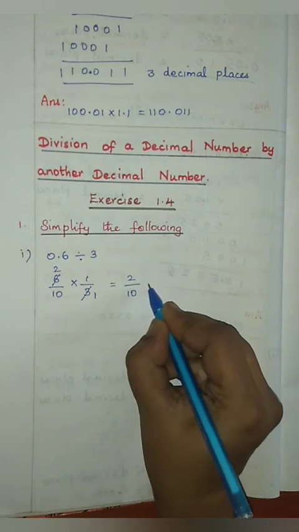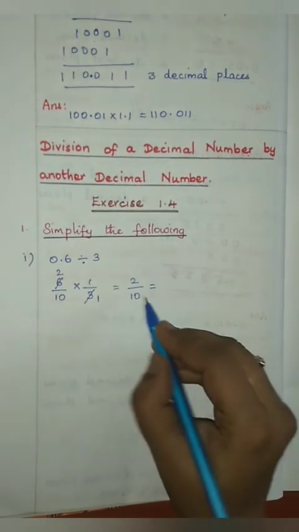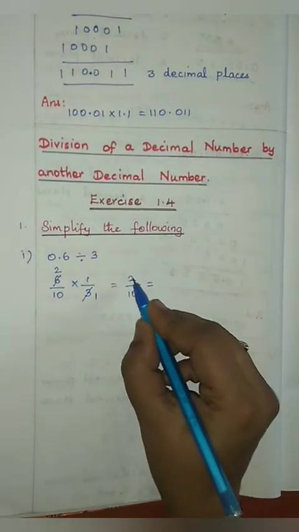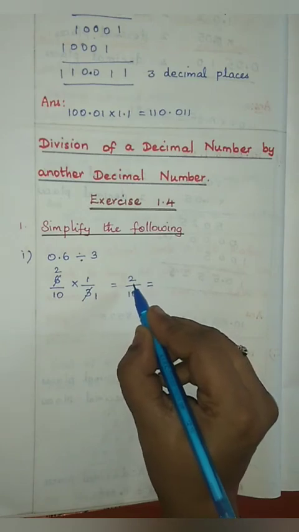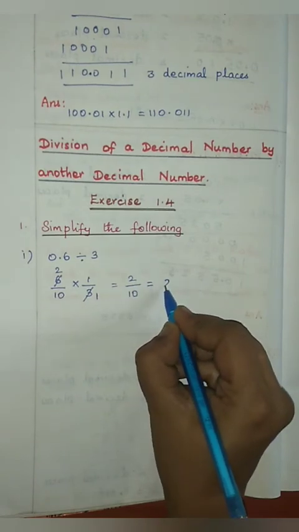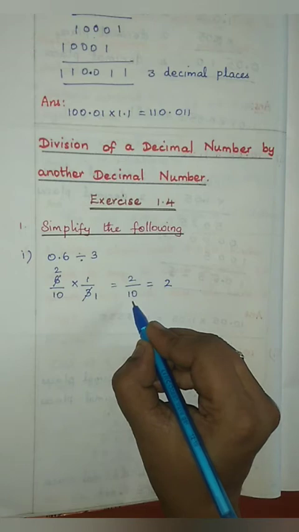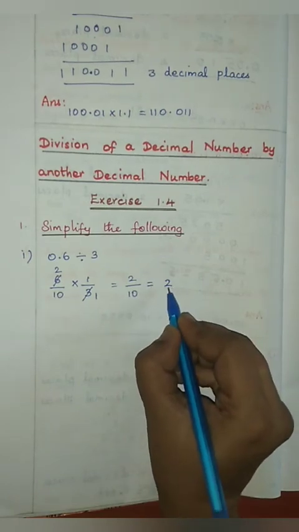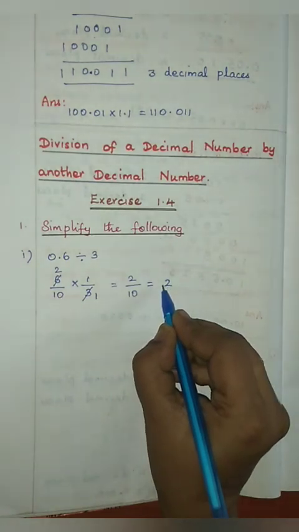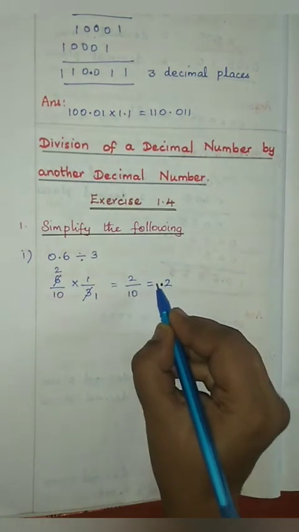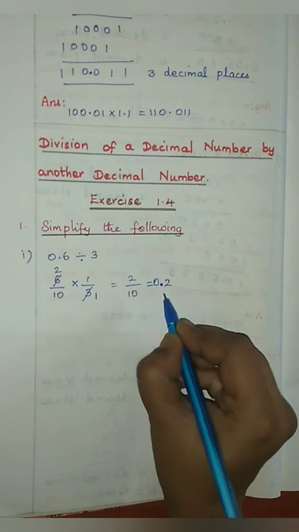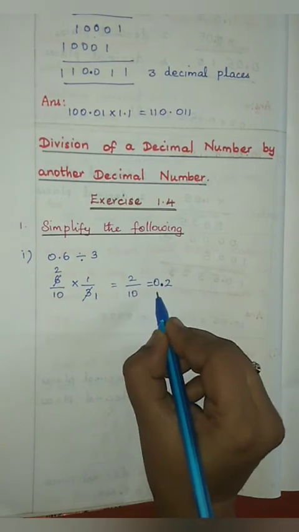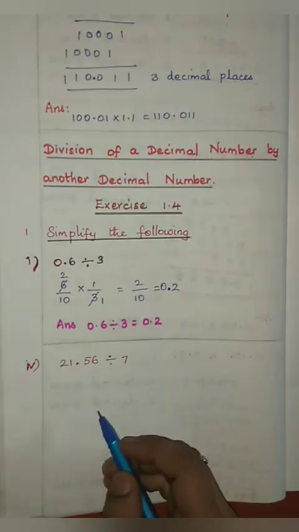Represent this as a decimal number. How to represent it? Write the number in the numerator. Since you have 10 in the denominator place, and 10 has 1 zero, from the right leave 1 digit and keep the decimal point, and put 0 in front of the decimal point. So the answer is 0.2.